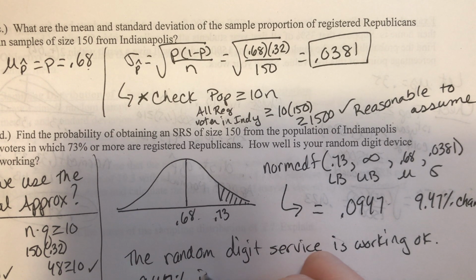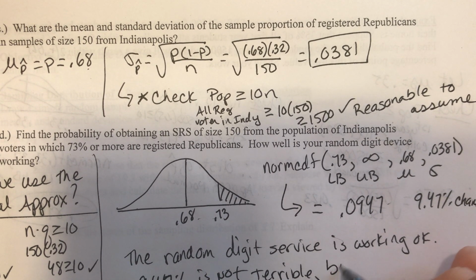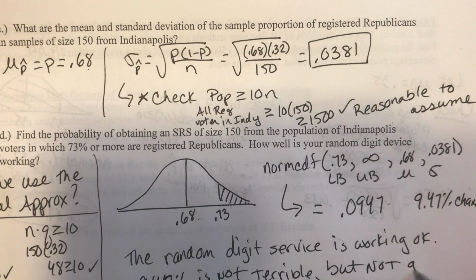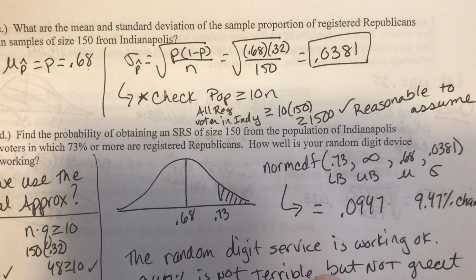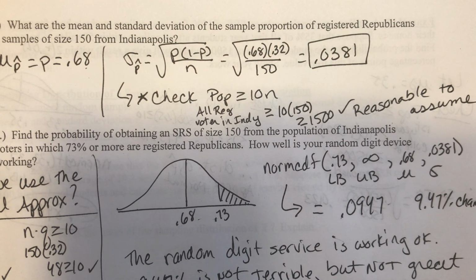9.47% is not terrible, but it's also not great. It could happen. Remember, just like we talked last chapter, 1% is very unlikely. 10% can happen.